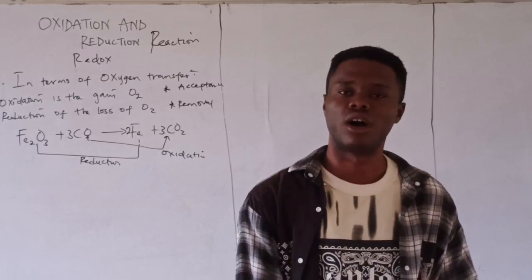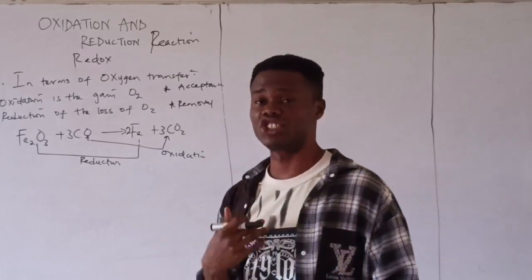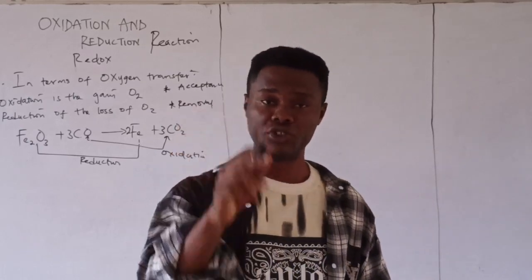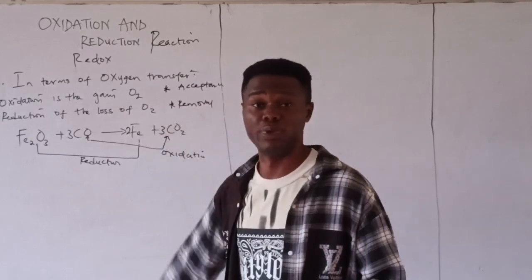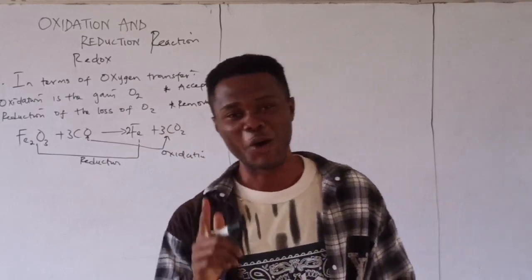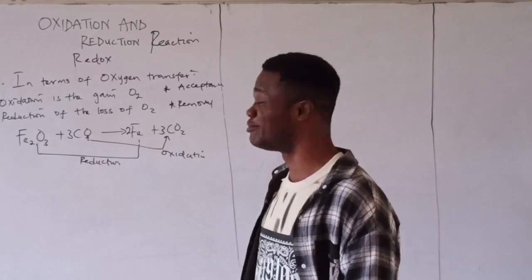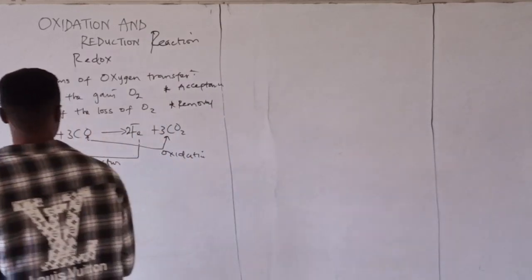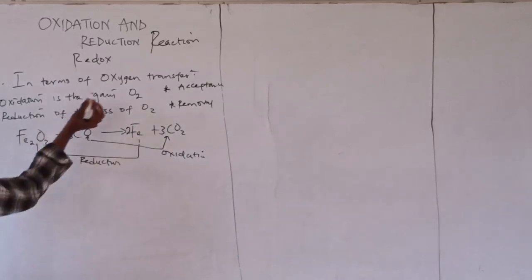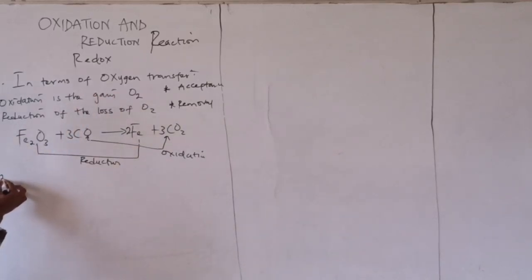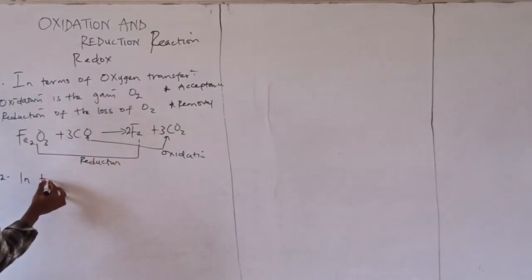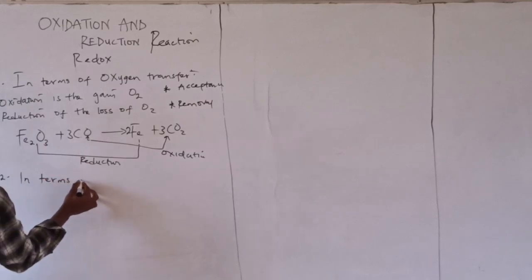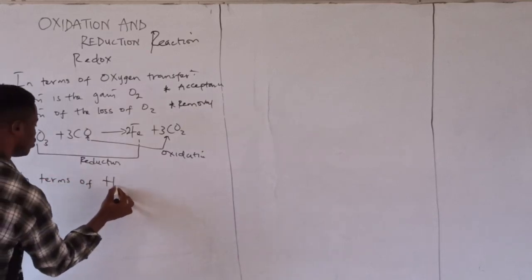That's the definition of an oxidizing agent and a reducing agent, because as we go further in the study of oxidation and reduction, we are going to be using these terms. Okay, so the second part of oxidation and reduction, after oxygen transfer, is in terms of hydrogen transfer.